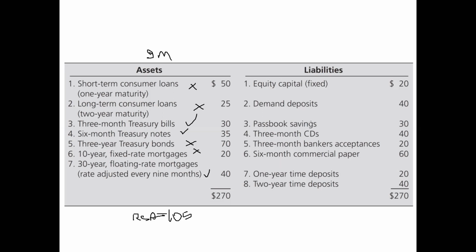Excuse me, Professor. Yes. I have a question. How did you get 105? And why did you include the 30-year floating rate mortgages? Okay, let me go again. How did I get 105? I just used 3 months treasury bills, which fall within the 9 months maturity bracket. Then 6 month treasury notes are included as well. So 30 plus 35 makes 65.